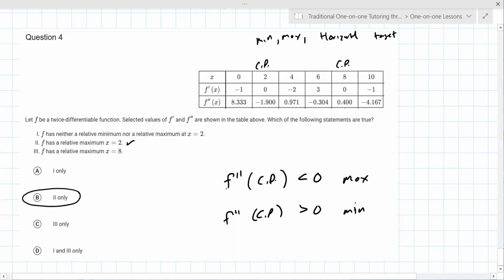Sometimes they even tell you on the test or exam to use the second derivative test, which is essentially taking the second derivative and evaluating your point to determine whether it's less than 0 or greater than 0, to give that answer.